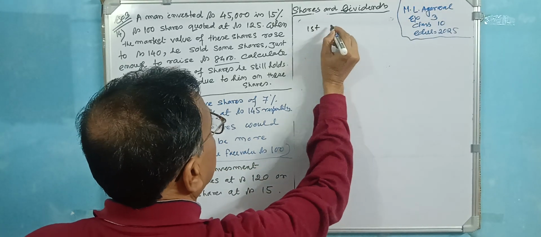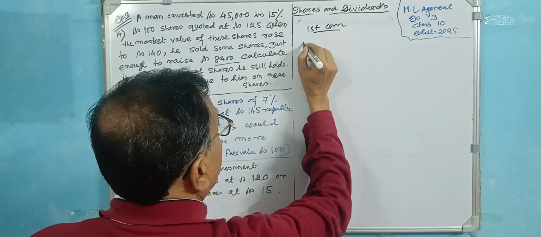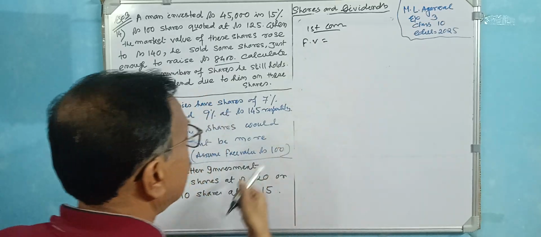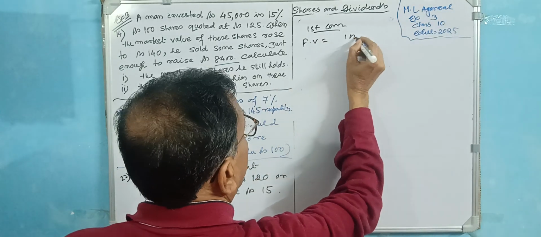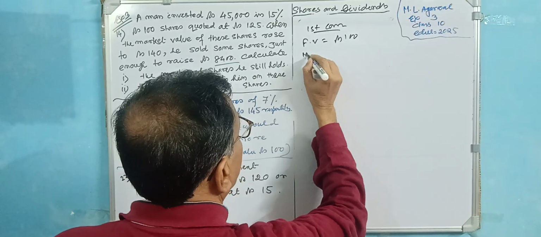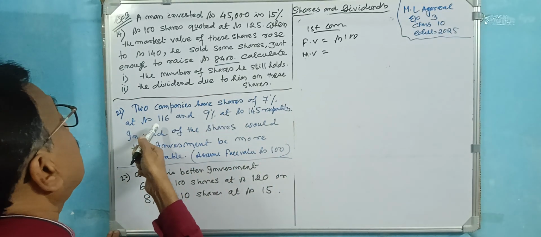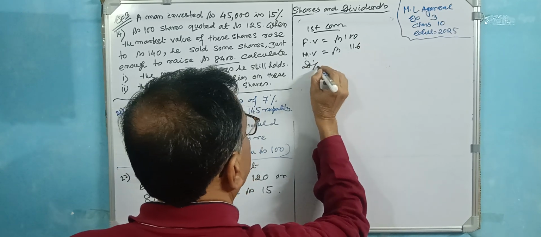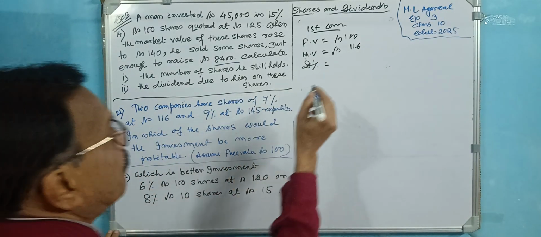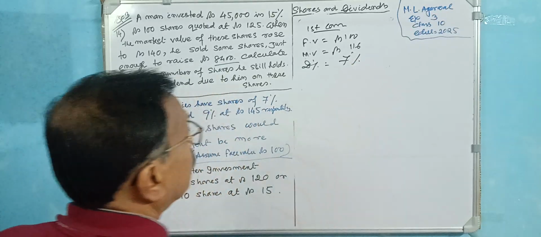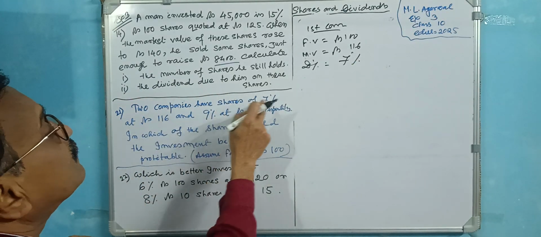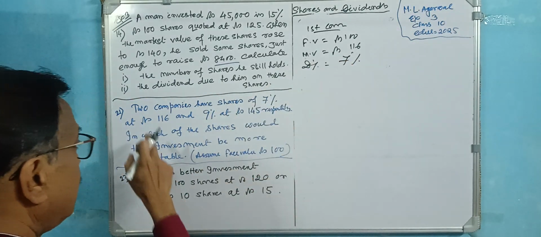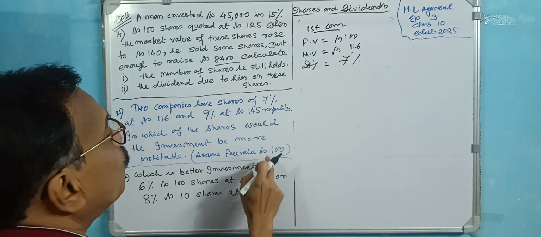First company, face value, assume this is rupees 100. Market value, very interesting, is rupees 116. Dividend percent is 7%. Okay, the first company. Two companies have shares, 7% dividend declared, this is the market value, and this is the nominal value.